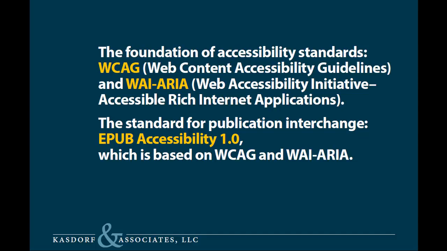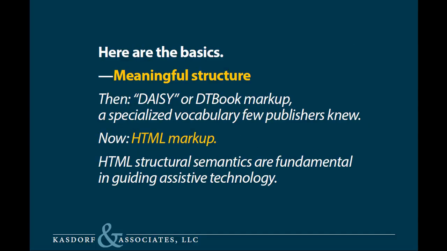And then for interchanging publications, the standard is EPUB Accessibility 1.0, which came out about a year ago. You'll find both of these on the w3.org website; they're W3C publications. And EPUB Accessibility is based on WCAG and ARIA. So the same things that you need to do, for example, to make your websites accessible are what you should be able to do to make your journal articles or your books accessible as well. I'm just going to go through what the basics are.